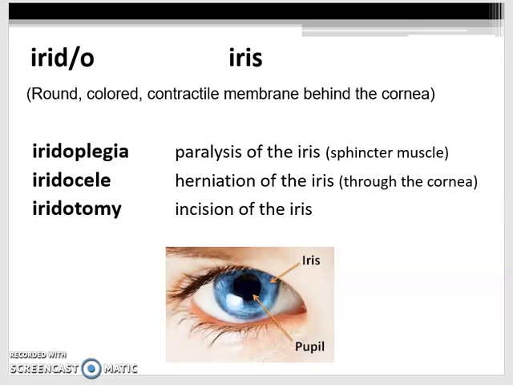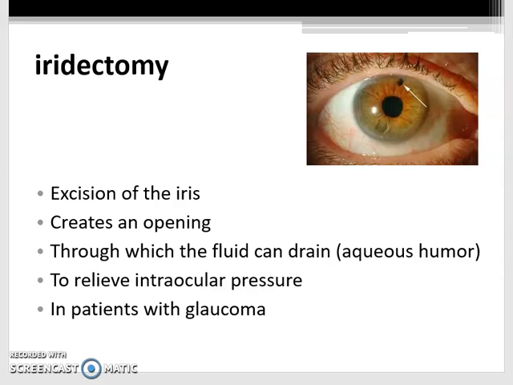Some of the words associated with the iris are iridoplegia, which is paralysis of the iris, paralysis of the sphincter muscle, in other words. Iridocele, which is a herniation of the iris, and this is a herniation going through the cornea. And iridotomy, which is an incision of the iris. And we have an iridectomy. This is a special type of excision of the iris. It's not truly an excision as much as it is making an opening, but they do call it an excision for some reason, although they don't actually remove anything.